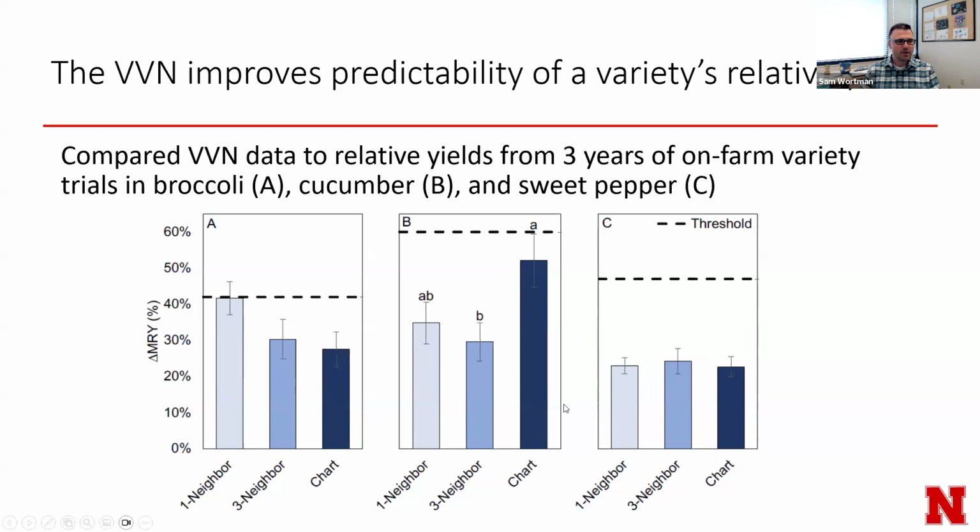And so you can see it did well for pepper. The nearest neighbors was better for cucumber. And then with broccoli, we had just generally less predictability. But when we did, it was better for 3 neighbor and that chart approach.